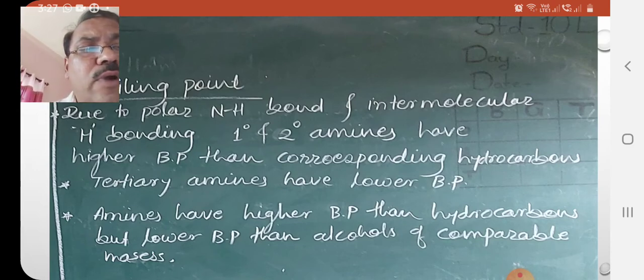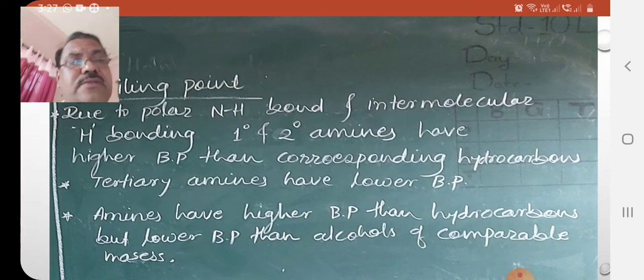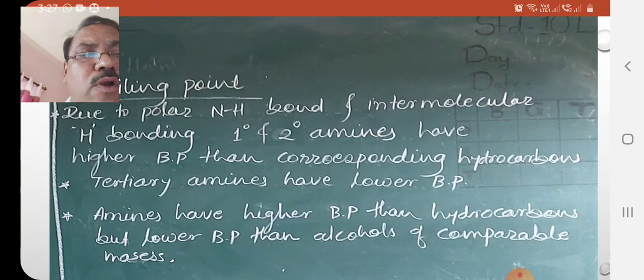Amines have higher boiling point than hydrocarbons and lower boiling point than alcohols of comparable masses. That means if a hydrocarbon of molecular mass 50 is compared with an amine of molecular mass 50, then amines have higher boiling point than alkanes, but if an amine is compared with an alcohol of the same molecular mass, then amines have lower boiling point than alcohols.